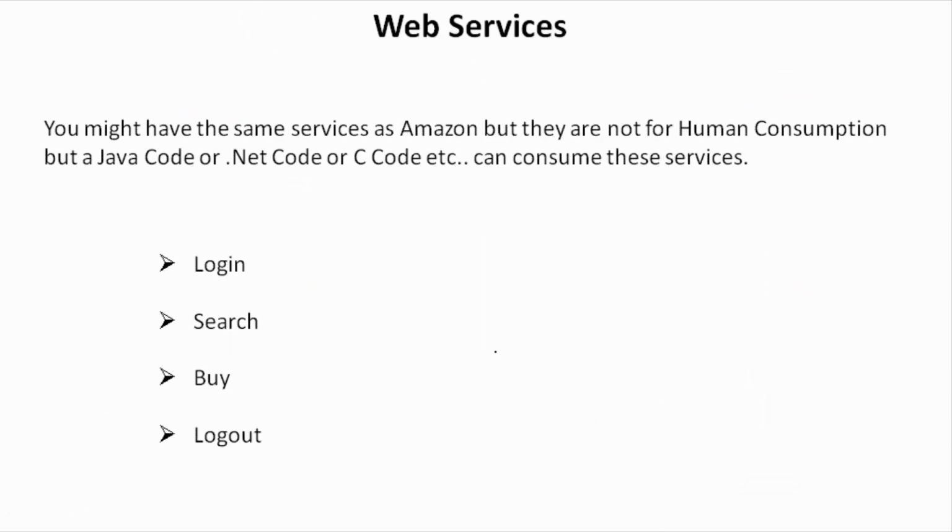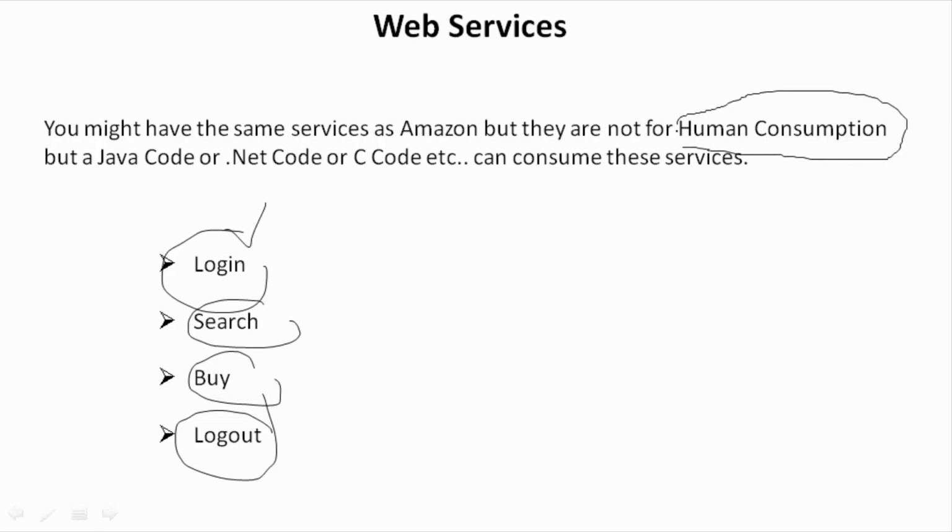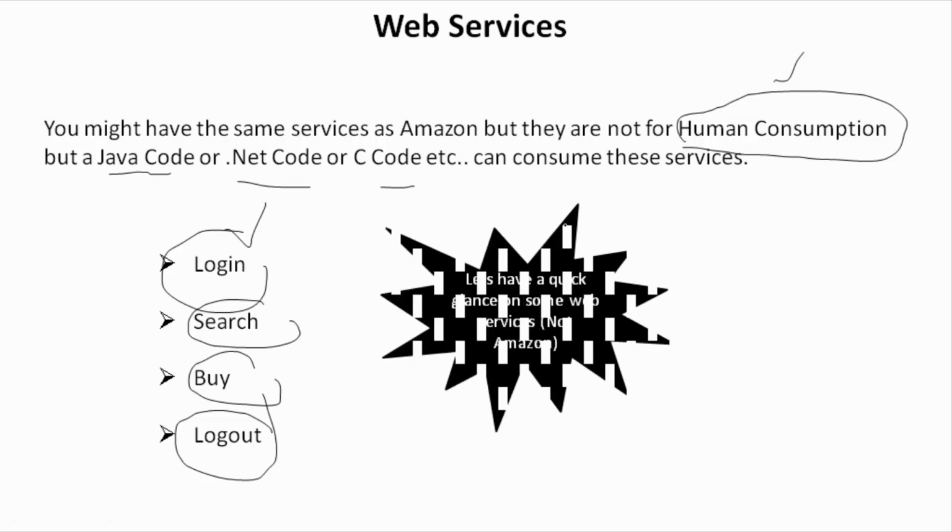So you see, these web services like login, search, buy, and logout, if you assume that these are the web services, these web services cannot be consumed by human beings directly. Human beings usually consume these services with the browser, but since this is a web service, it cannot be consumed by humans, but it can be consumed by Java code, .NET, C code, or any of those programming languages.